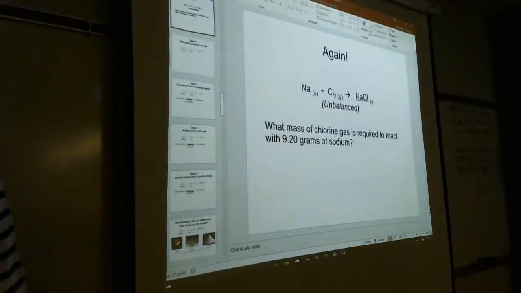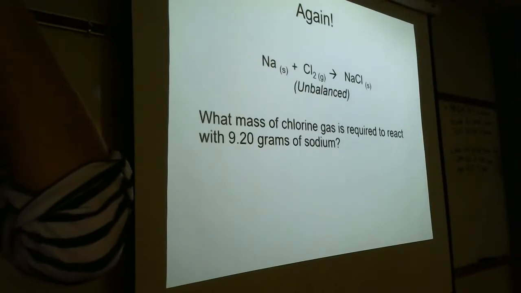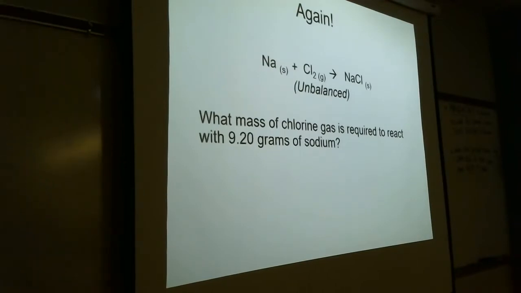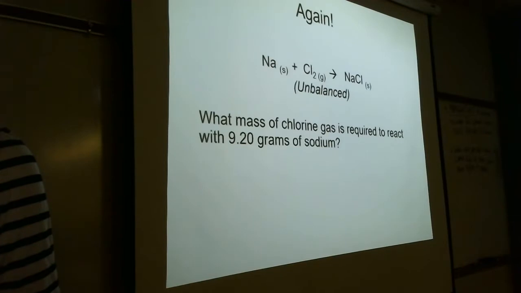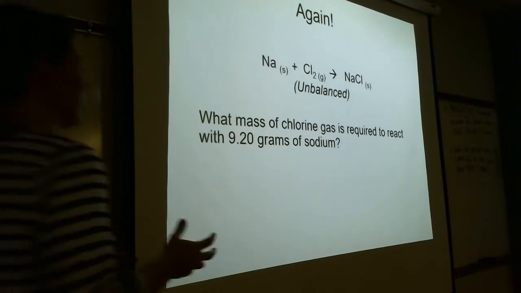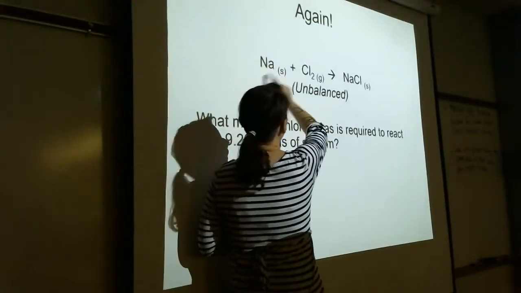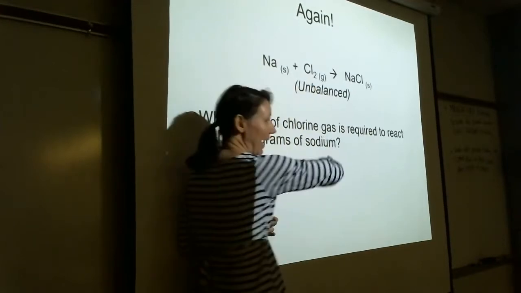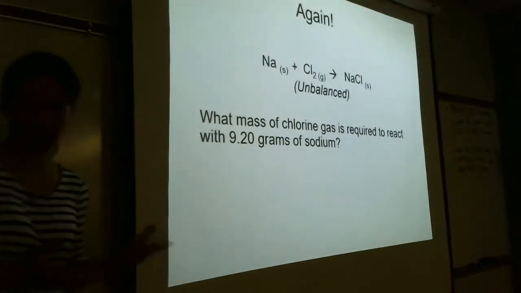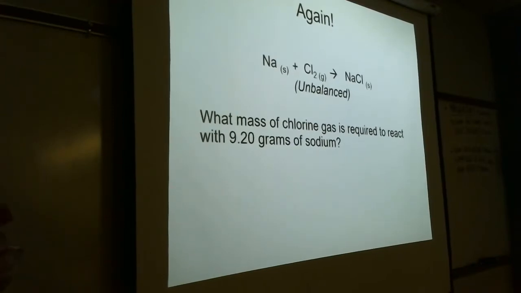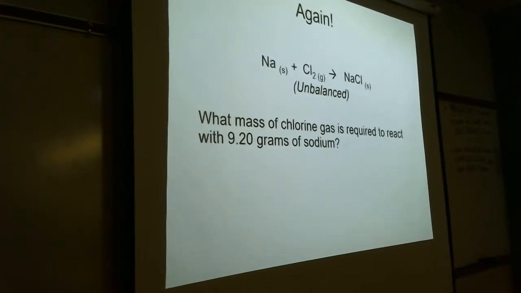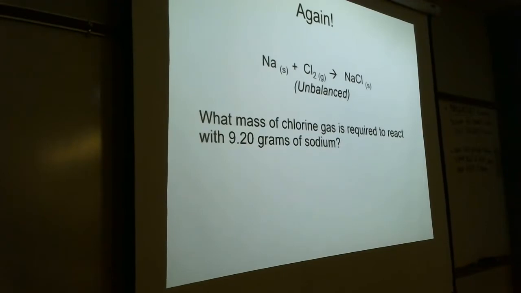All right, let's go over this one. This is unbalanced, right? So what mass of chlorine gas do I need in order to completely react with 9.2 grams of sodium? Here's an example where you're finding out information about a reactant, right? If I want to completely consume all of this sodium, how much of this chlorine gas do I need to add? That's what this question is asking me. We're not interested at all about the mass of the product. That's why I say that you can use stoichiometry to find out information about reactants or products.